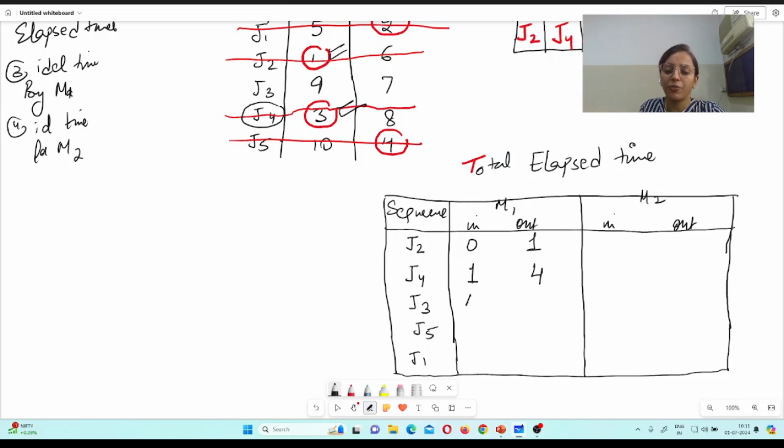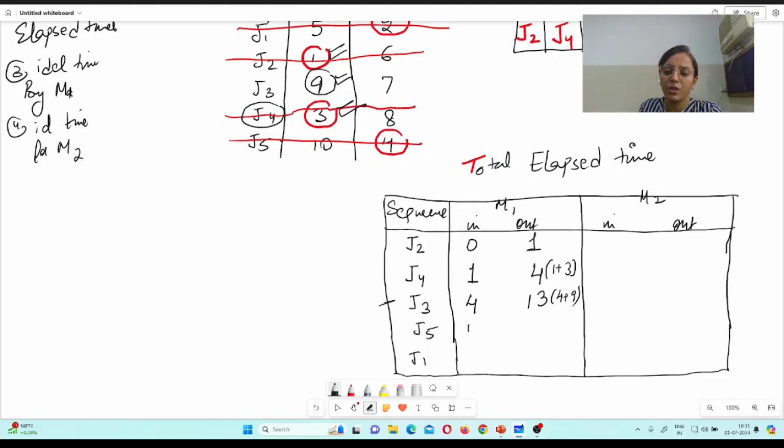Now coming to J3, the third in the sequence. The in time will be 4 over here. Now find out J3 is taking how much time? We have been given 9. 9 minutes is taken. So 4 plus 9, that will come up as 13 over here, right? Hope you understand it. 4 will be the in time, and after completing the 9 minutes processing time, the 13 will come up. I just write it over here to help you: 1 plus 3 comes to 4, and over here 4 plus 9, that is 13.